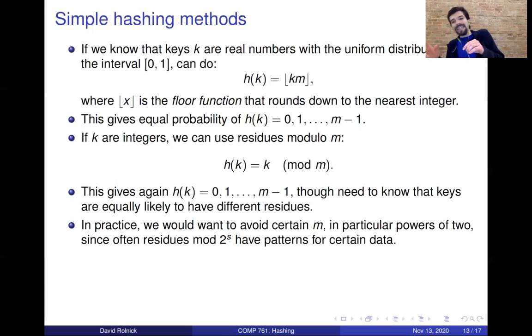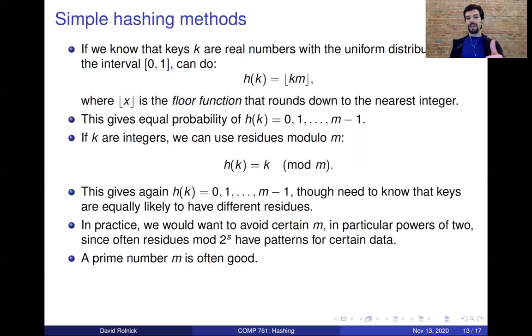And that's a little bit tricky. You will often find patterns there that are bad, and you don't want patterns for a hash function. You want this to be as random as possible. So a prime number is often going to give you the most random thing if you're taking residues modulo m, and that'll give you the fewest collisions. We're going to look at some intuition for why this is the case.